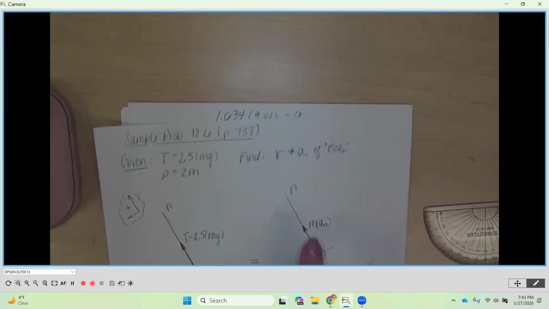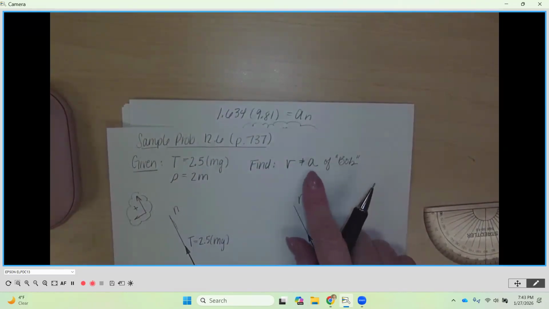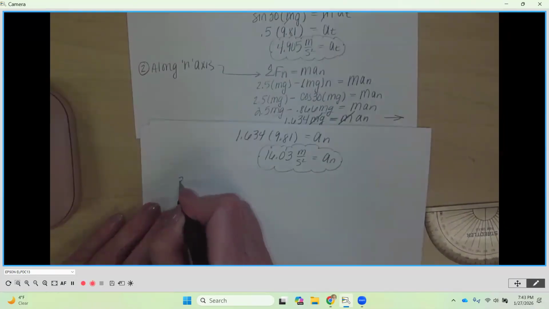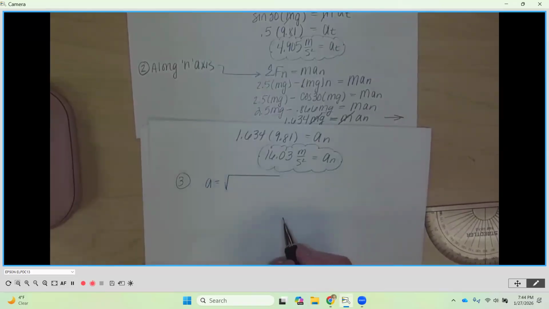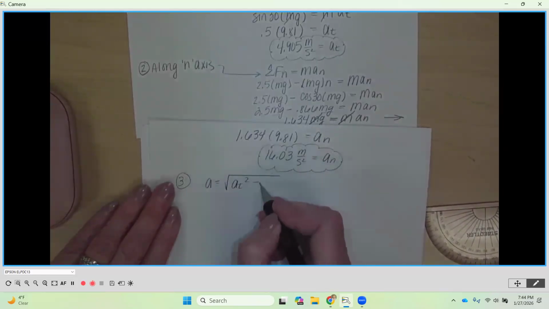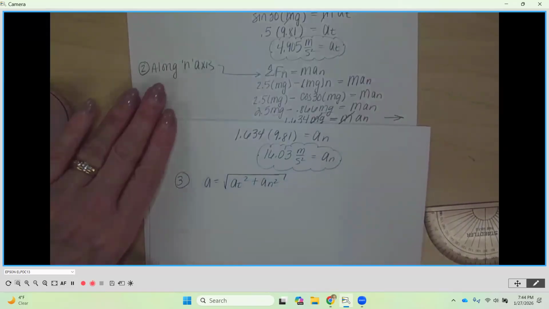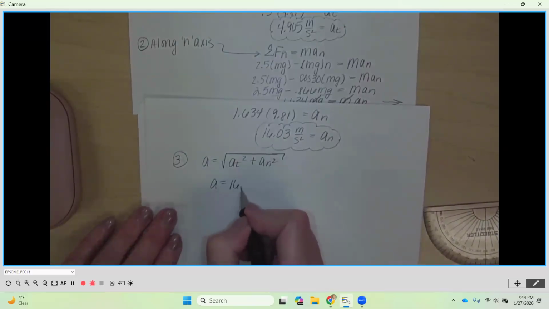Okay. Now, they're asking us for acceleration. They didn't ask for normal. They didn't ask for tangential. But to get there, we need both of those, and then we're going to use them in that Pythagorean theorem form. So this is going to be step number 3. Our acceleration is going to be equal to the square root of the tangential component of acceleration squared plus the normal component squared. Okay, so go ahead and fill that in with the numbers that we just got and make sure you can get an acceleration of 16.8 meters per second squared.